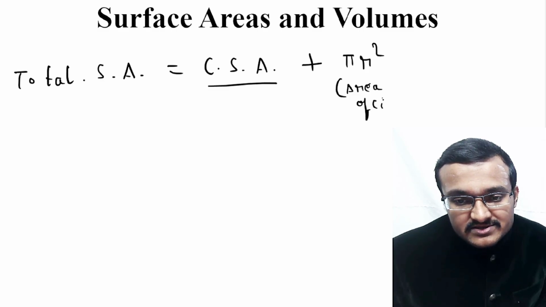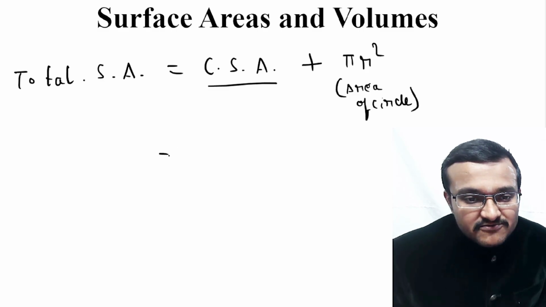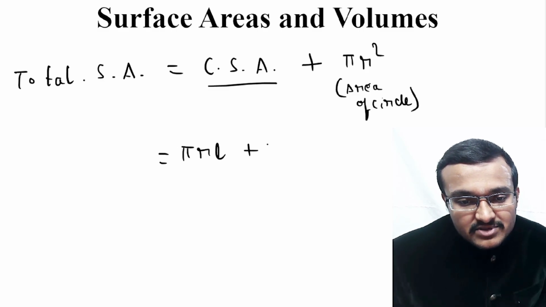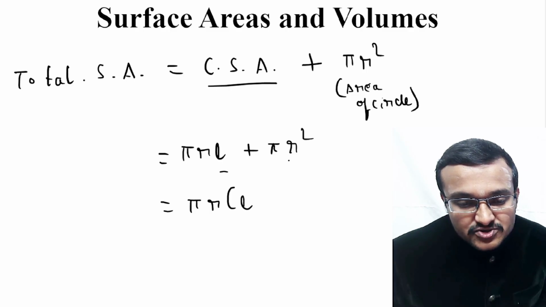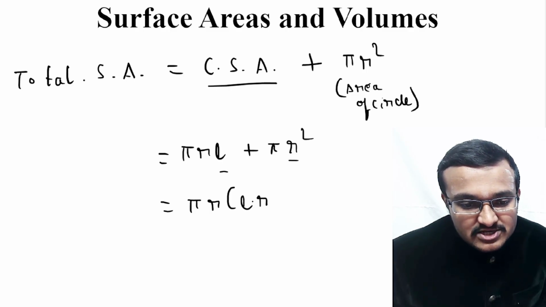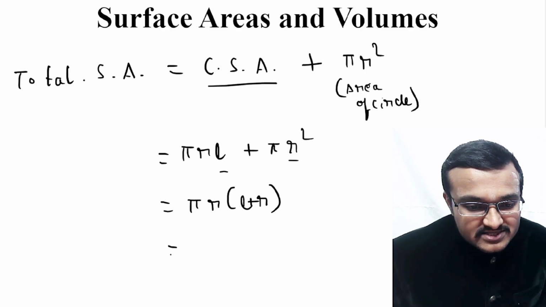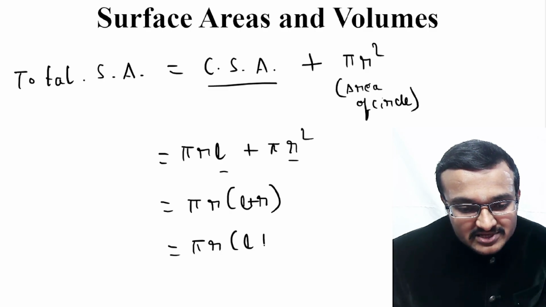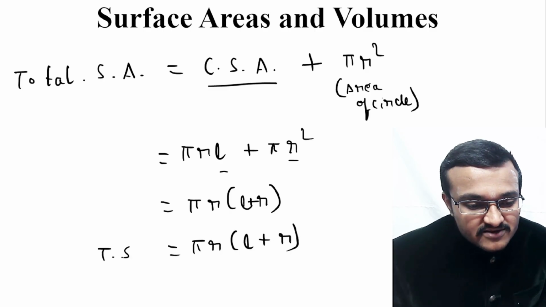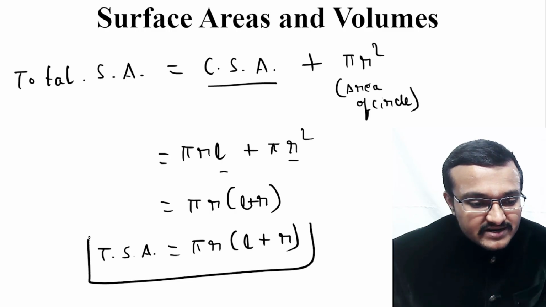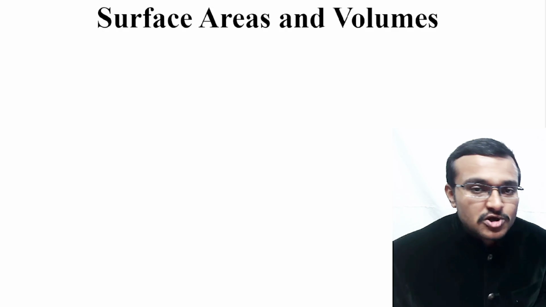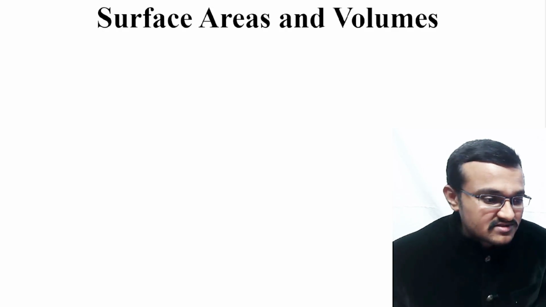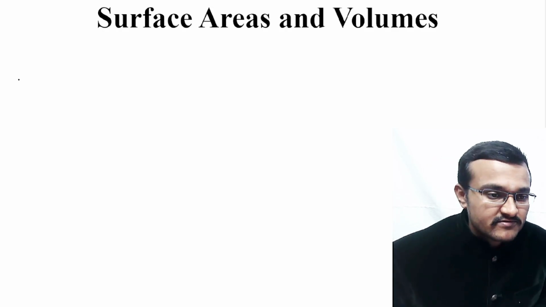So now what is the value for CSA? That is pi rl plus pi r square. Here you can take pi r common in both, so l will be remaining. Pi r you have taken, one more r will be there. So l plus r. So pi r into l plus r is the total surface area of a particular right circular cone. These two formulas you have to remember in order to solve the questions based on curved surface area and total surface area of cone.